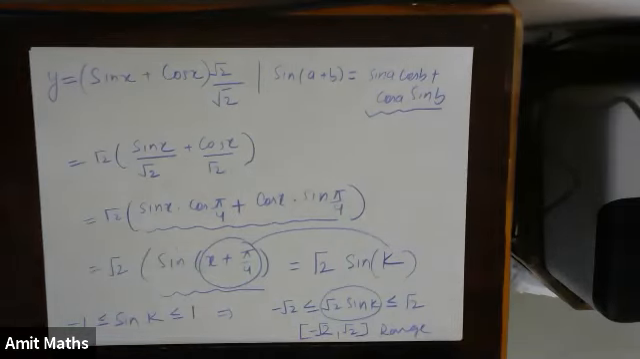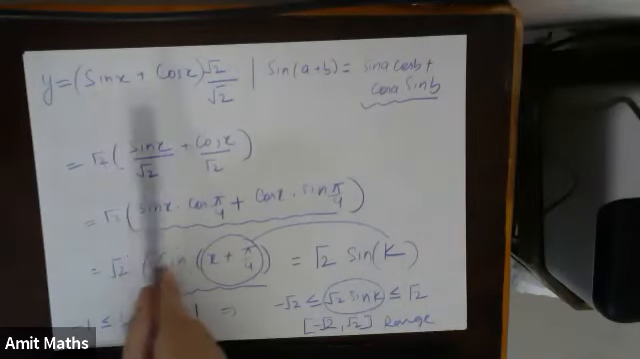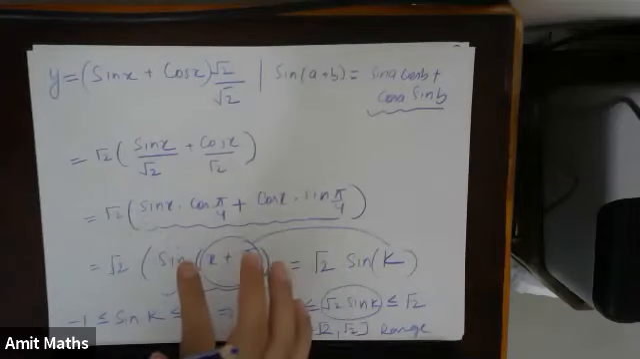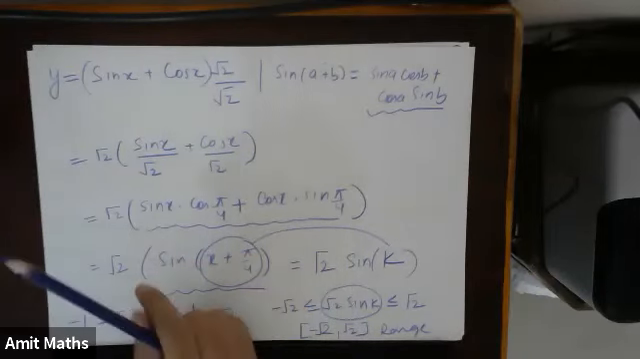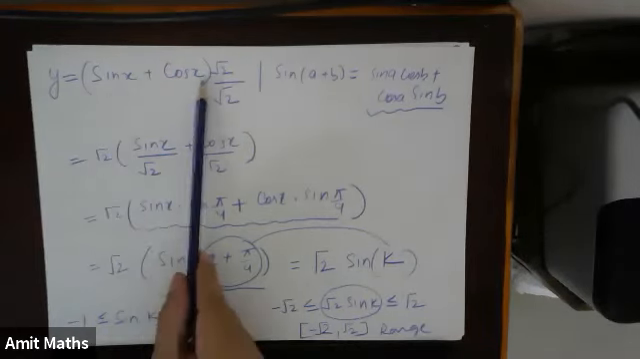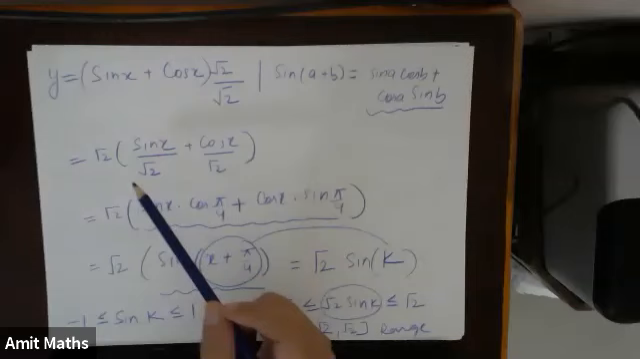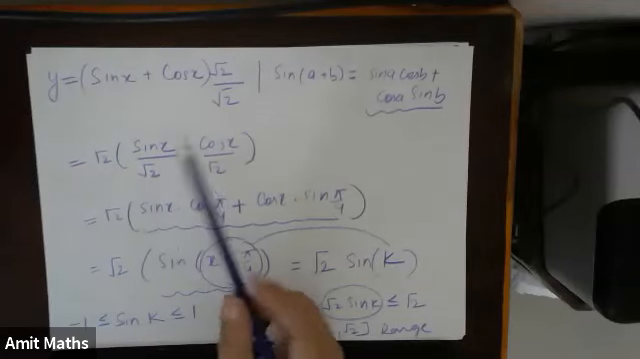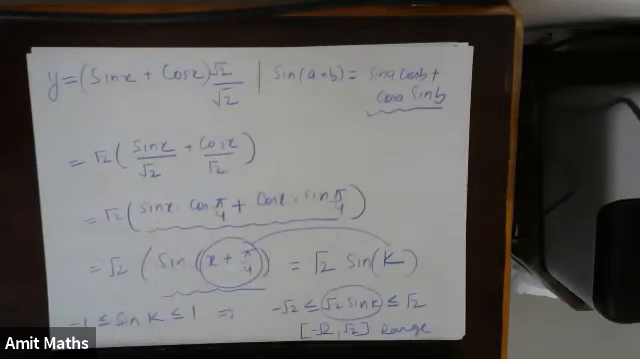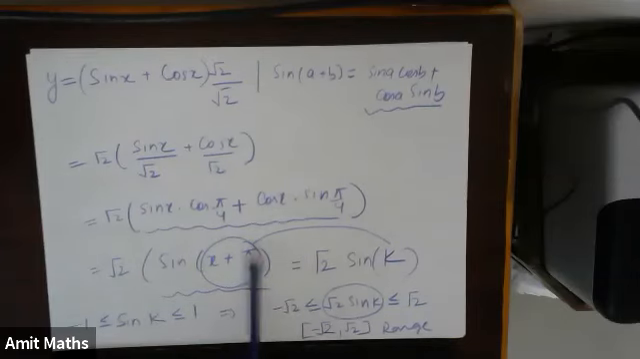Okay, everybody understood? Fine. I'll explain once again. Because we have two different trigonometric ratios added or subtracted, if the power is 1, that means if we can convert them into a single trigonometric ratio, then in this case we will multiply with root 2 and root 2. Why am I multiplying with root 2 and root 2? Because sine 45 is 1 by root 2 and cos 45 is also 1 by root 2. So it will be easier for me to convert this whole into sine of x plus pi by 4.